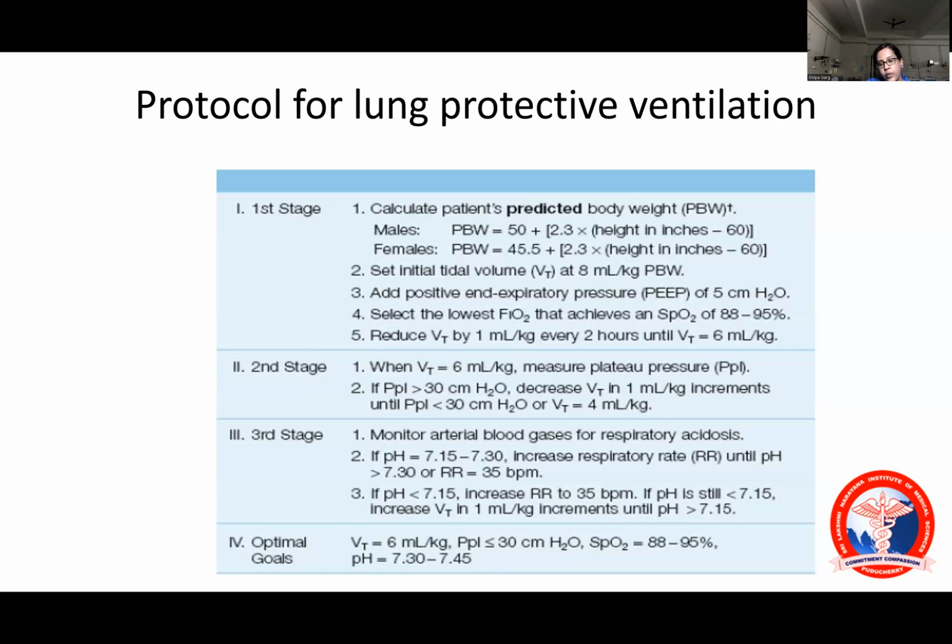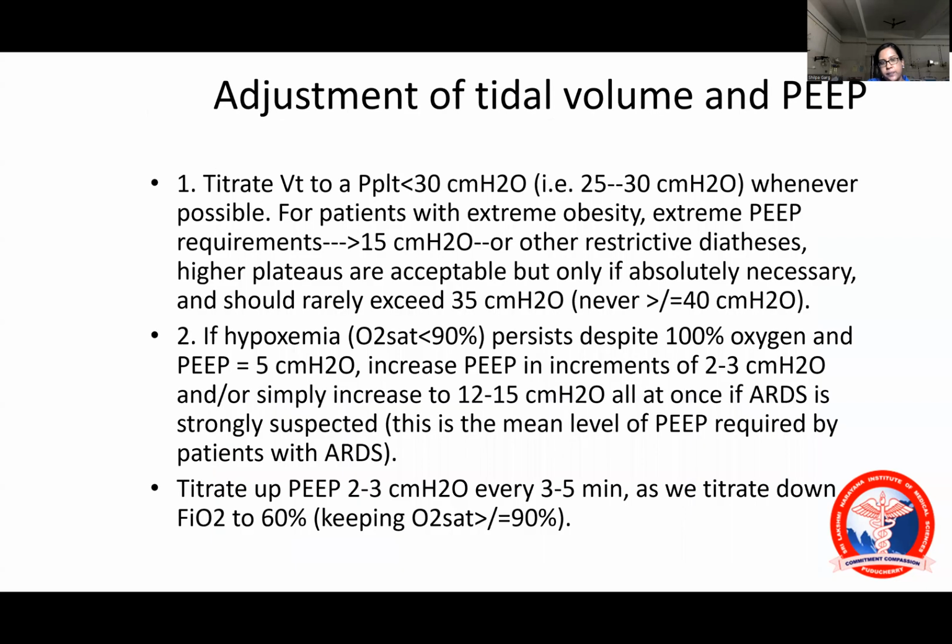So finally, the optimal goals are: tidal volume should be 6 ml per kg according to the first stage, and P plateau, that is plateau pressure, should be less than or equal to 30 centimeters of water with saturation of 88 to 95% according to the second stage, and pH should be somewhere between 7.30 to 7.45. That is your physiological pH, according to the third stage.